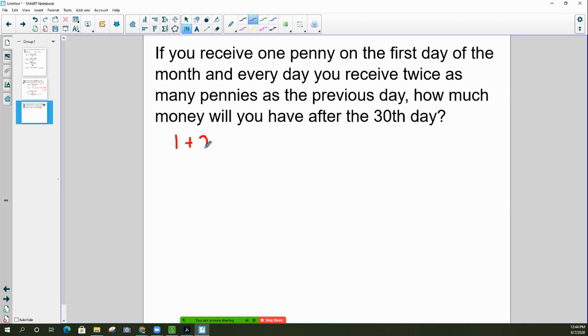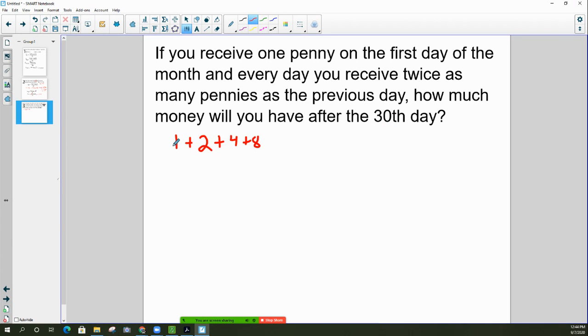Okay, so what that looks like is you get 1 penny on day 1, and then on day 2, you're going to double that, get 2 pennies. On day 3, you'll double that and get 4, double that and get 8, and we're going to do that for 30 straight days. All right, so how much money will you have after you collect the pennies on the 30th day? So we got to add up all these numbers.